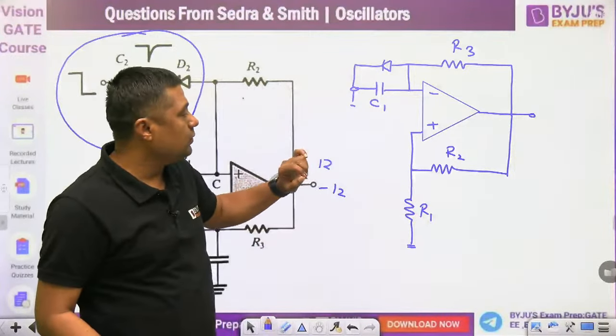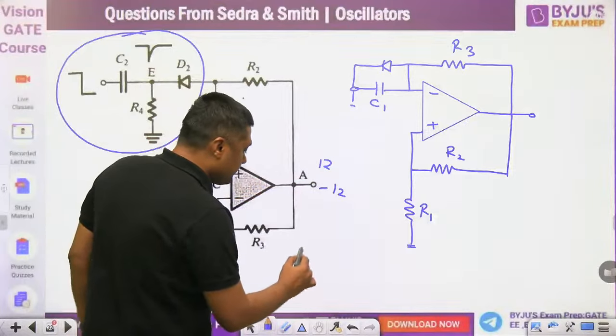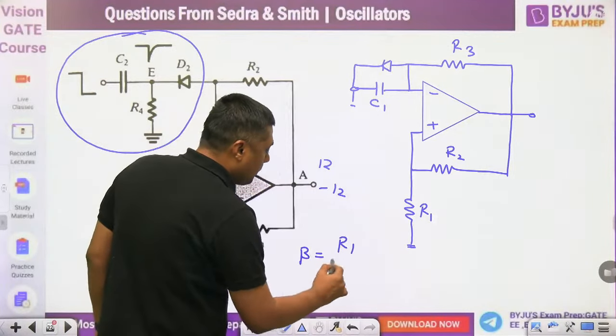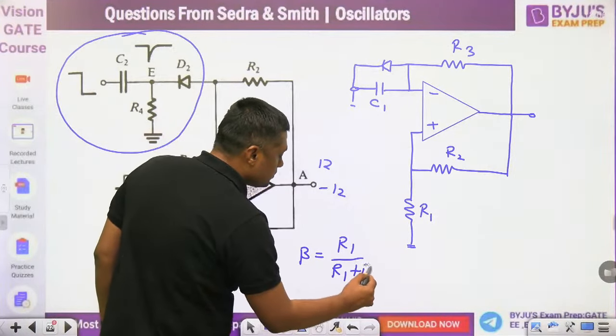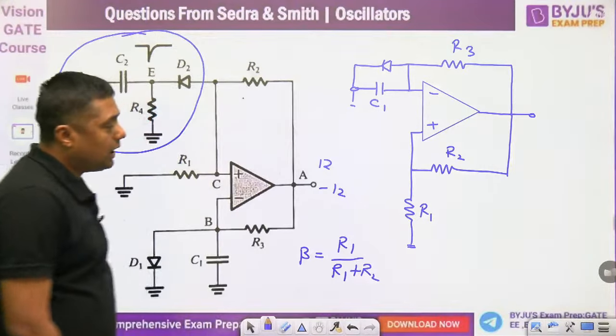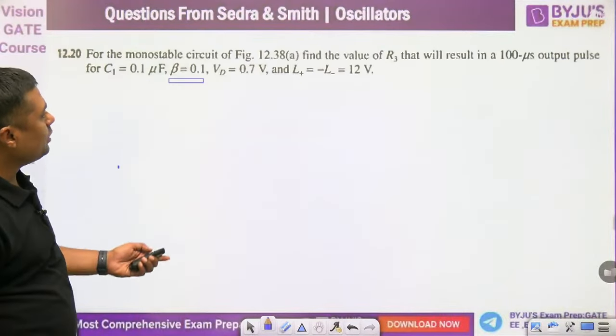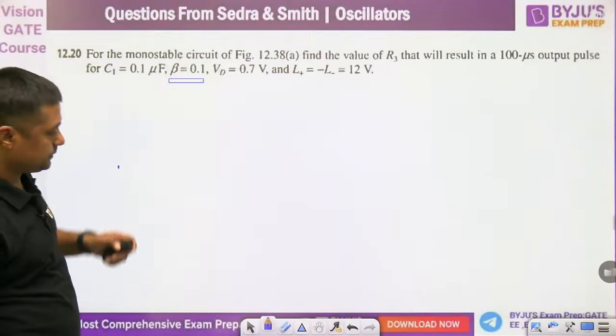So, R1 and R2. What is the beta here? R1 upon R1 plus R2, that is beta. So what is the value of the beta here? It is 0.1.